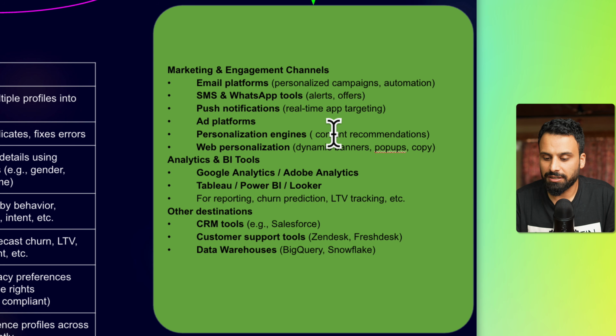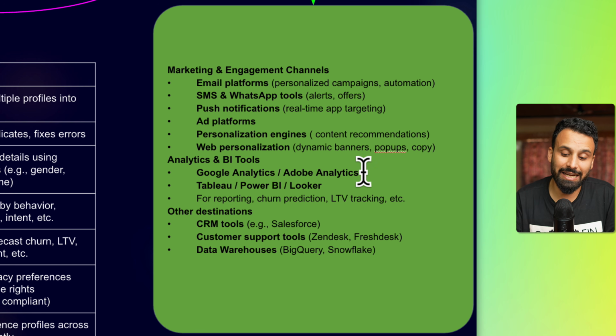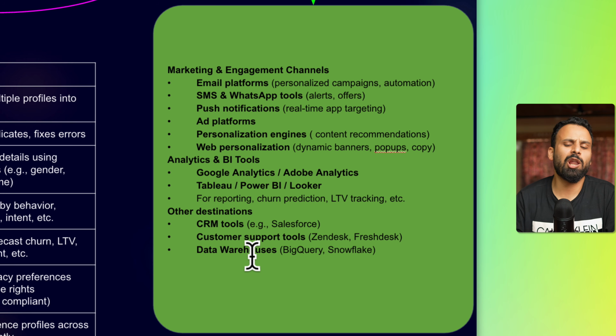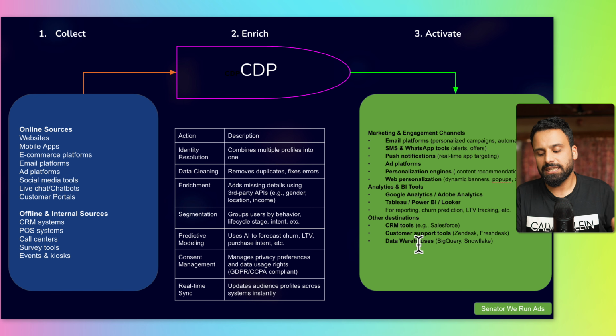Personalized engines like content recommendations, web personalization, then analytics and BI tools, you can connect it, activate it across Google Analytics, Adobe Analytics. You can collect data from there. Tableau, Power BI, Looker Studio, if you want to have this extensive data and create a dashboard for visualization. Other destinations, you can connect it to Salesforce, for example, CRM tools, customer support tools, data warehouses, and a lot of things can be done. Basically, you can activate this data on these platforms. Now you understand what CDP does.